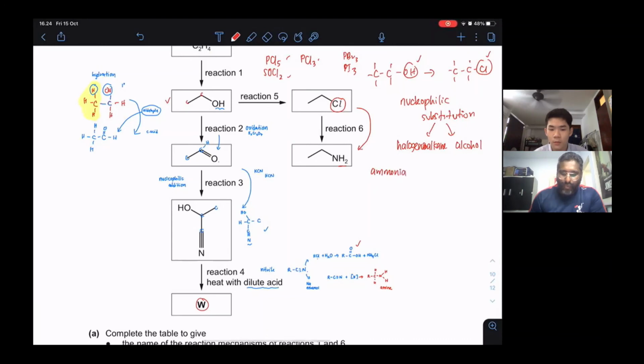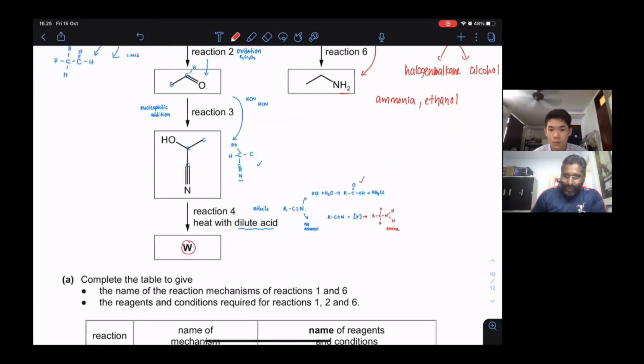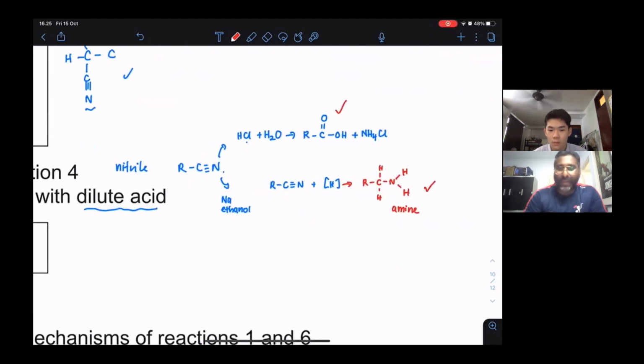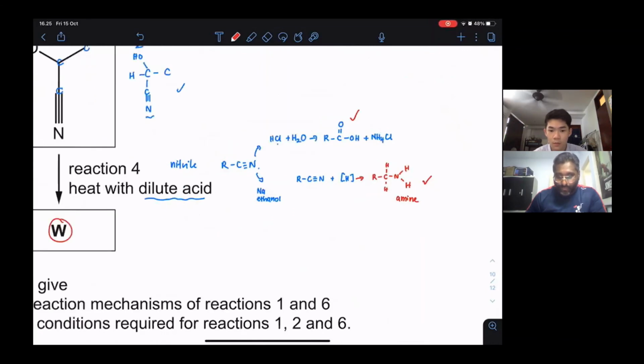You react with ammonia, and this ammonia must be in ethanol, meaning you must have the alcohol there. And then you will have this amine. So do remember, this amine can be formed from halogenalkane reacting with ammonia and ethanol. And just now you also saw that when you have RCN, if you use sodium and ethanol, you can get amine. Roughly I just went through a lot of things over here.